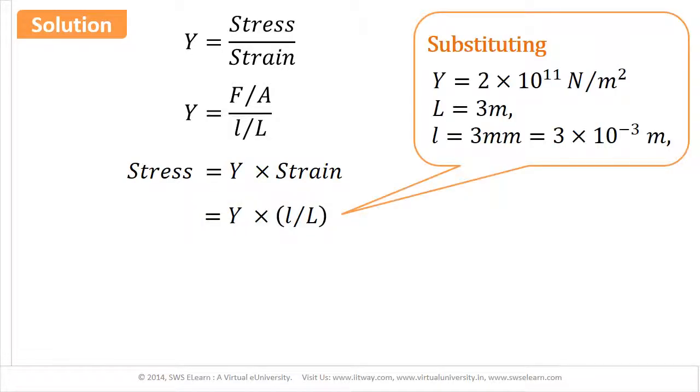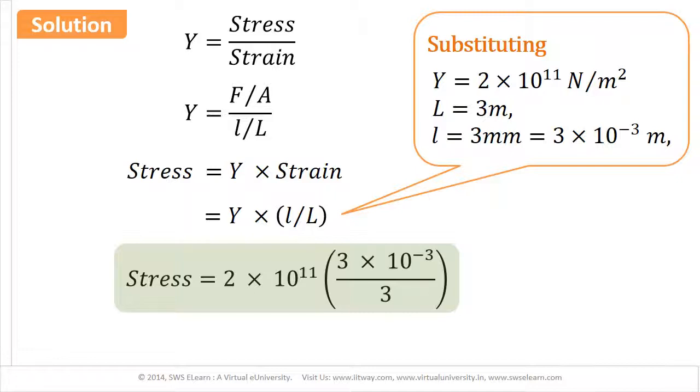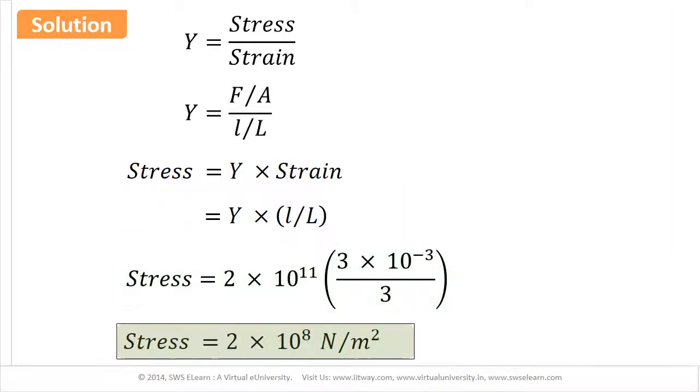Substituting the values of Y, L and small l, we get stress equal to 2 into 10 raised to 11 multiplied by 3 into 10 raised to minus 3 upon 3. Hence, the stress is equal to 2 into 10 raised to 8 Newton per meter square.